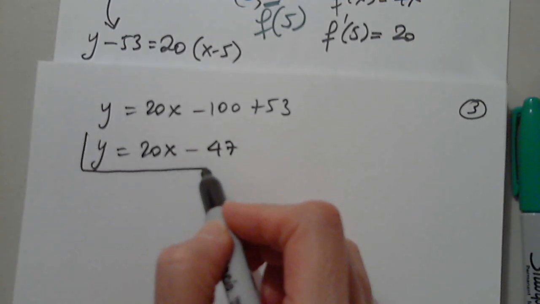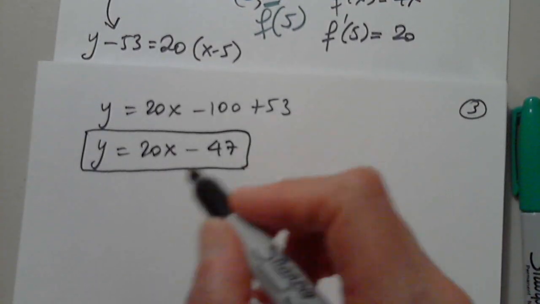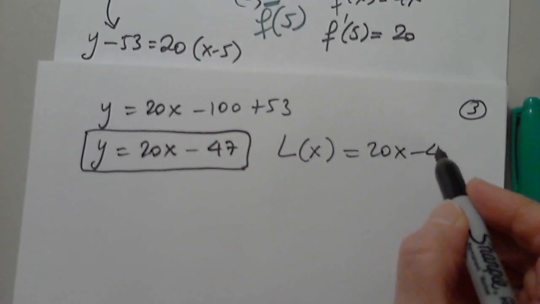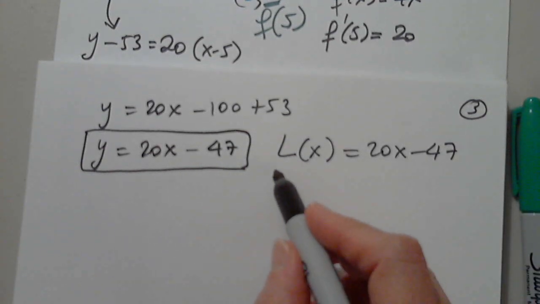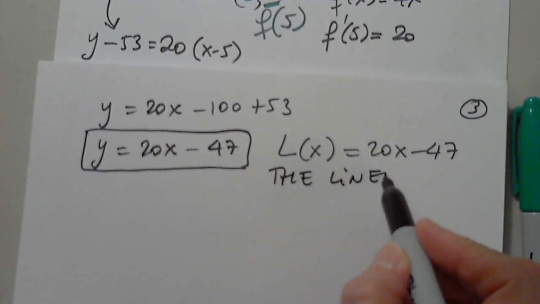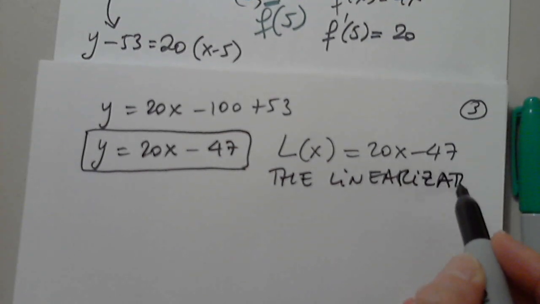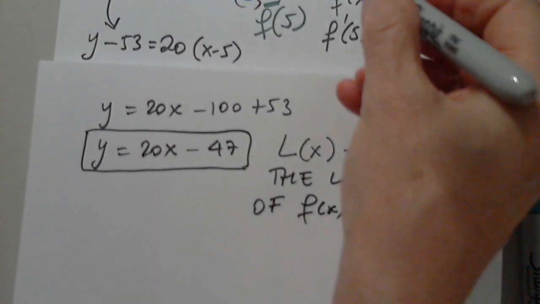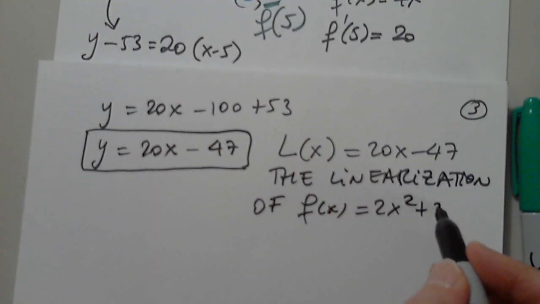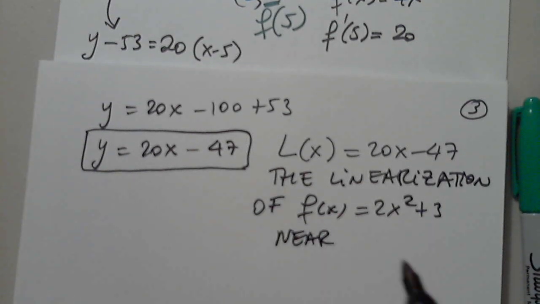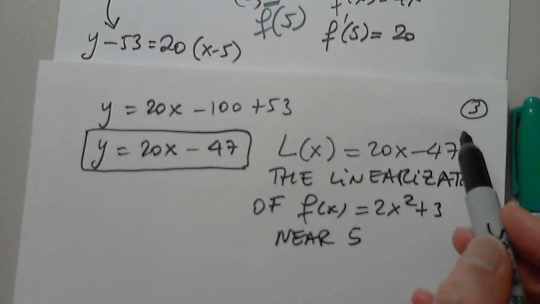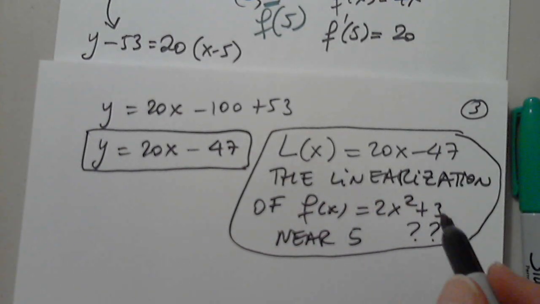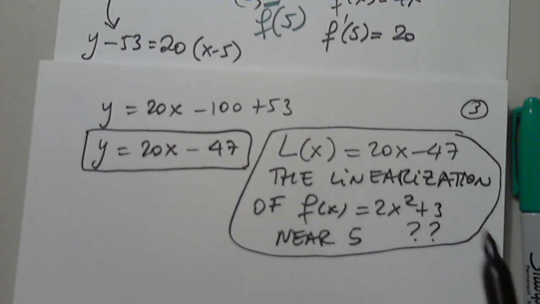Now what this is called, and it's labeled L of x equals 20x minus 47. This is the linearization of function f of x equals the one that you just made up for us, near 5. And you can say, what are you talking about? What is this? What is this linearization?